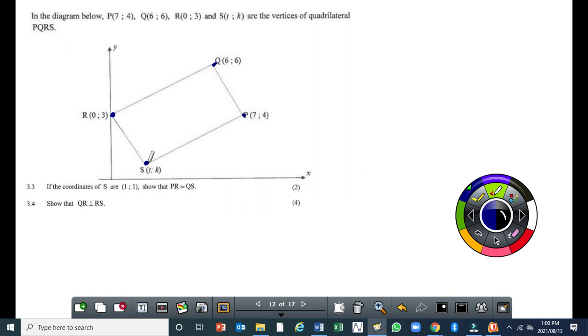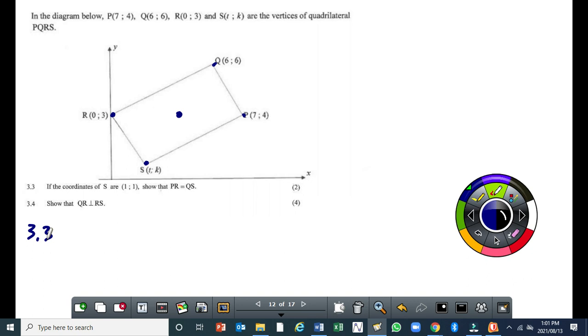Therefore, the midpoint of SQ must be equal to the midpoint of PR. The midpoint of PR must be equal to the midpoint of QS if they are equal. So all we have to do for 3.3 is show that the midpoint of PR is the same as the midpoint of SQ.